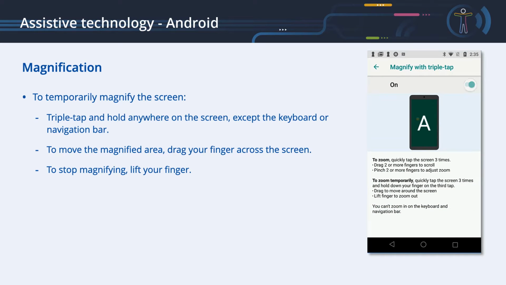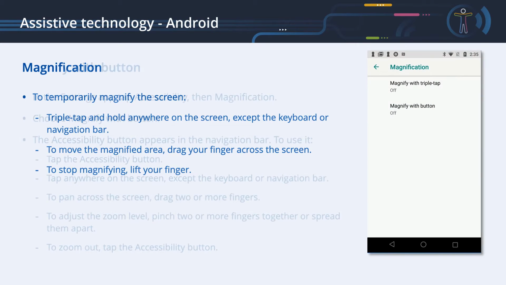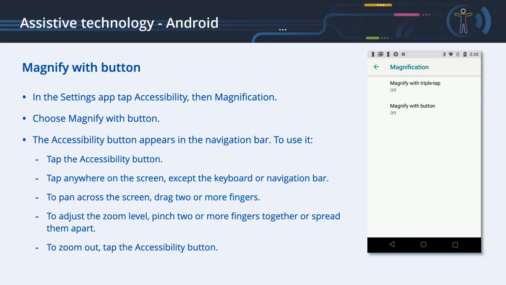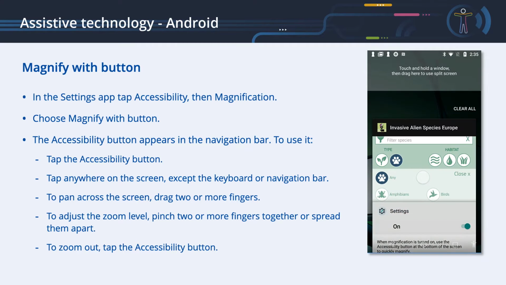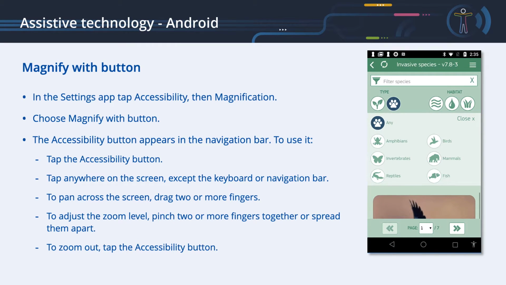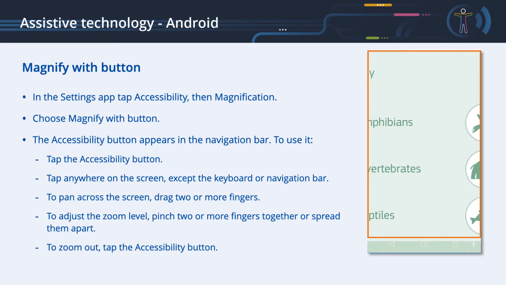There is another option. You can choose to activate the Magnify with Button option. In the Settings app, tap Accessibility, then Magnification. Choose Magnify with Button. The Accessibility button appears in the navigation bar. Let's try it. Tap the Accessibility button. Tap anywhere on the screen except the keyboard or navigation bar. Now you can pan or adjust the zoom level.